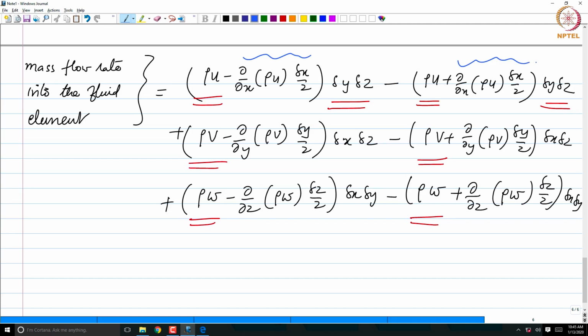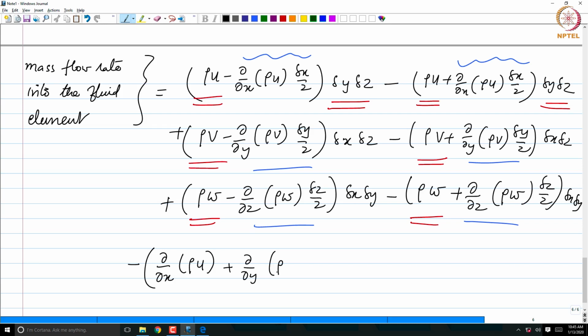are one and the same, and they represent 2 halves. So this is delta x by 2, this is delta x by 2, times the same thing. So these two halves sum to 1. And then we have three such terms, so we can write it as minus partial x of rho u times delta x, delta y, delta z, minus partial y of rho v times delta x, delta y, delta z, minus partial z of rho w times delta x, delta y, delta z.